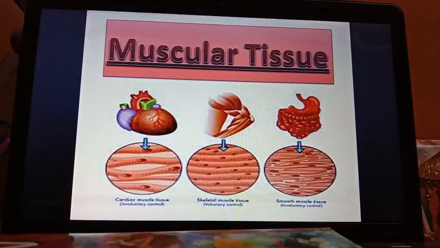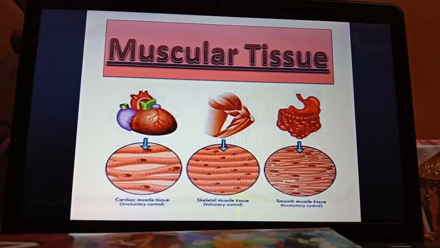Hello students. In our previous session, we had discussed two types of animal tissues, that are epithelial tissue and connective tissue. Today we will talk about the other two types of animal tissues, muscular tissue and nervous tissue.